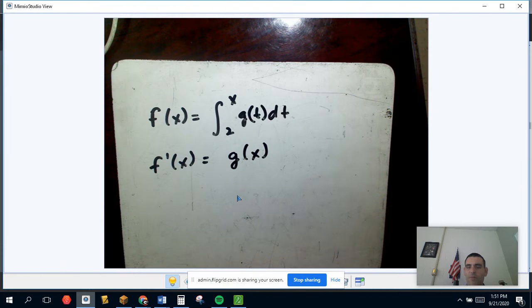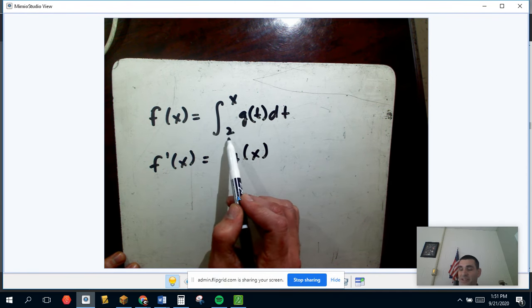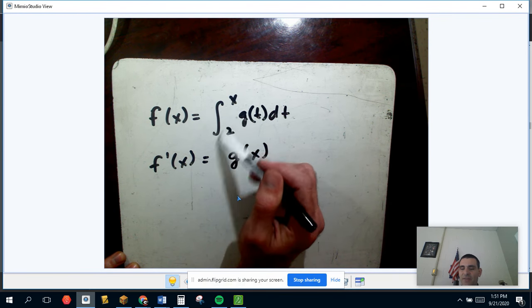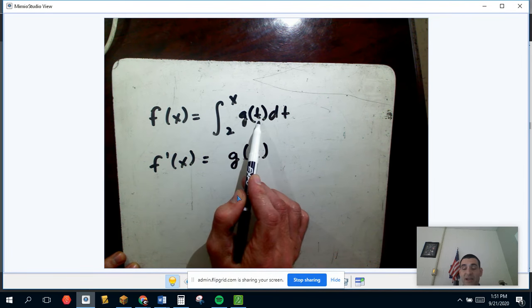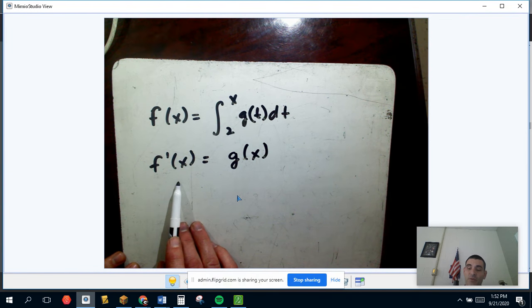long story short, know your fundamental theorem of calculus. The 2 here doesn't matter. You can make that 0, whatever. The derivative of this would essentially cancel out the integral, and you would insert the variable x into the variable t, which tells us that g basically is the slope of f, which has to be a positive constant.